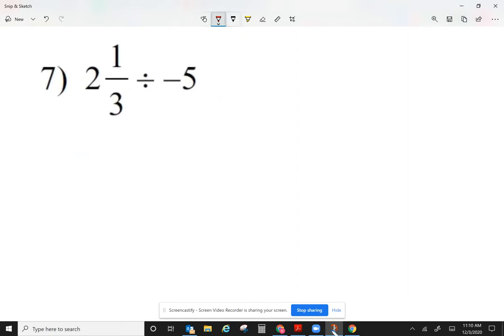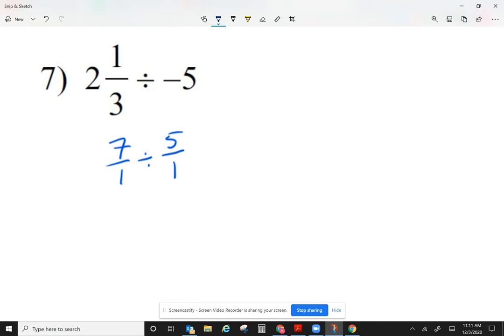Let's take a look at a couple more examples. My first question here is, I have to have only a number on the top and a number at the bottom. Remember, multiply the 2 times 3, add it to the top. So let me write that as 7 over 1 divided by, I'm ignoring the sign, but I'm just looking at the 5, my second number. I need it as a fraction. So let me write that as 5 over 1.